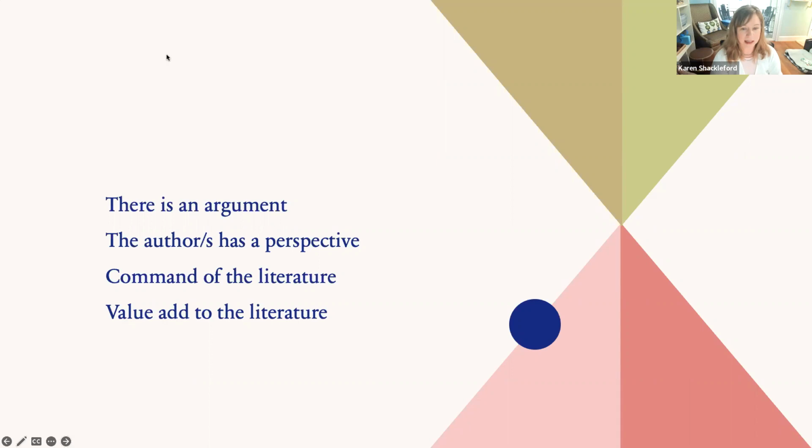So my late colleague, Don Polkinghorne, would say, don't write a book report. And what he meant was, don't just read 10 articles and say, well, Joe said this and Sally said that. That's all good, but you're a professional, so you put it together, you synthesize it, you make a professional set of comments on it. So it has to be your voice making those comments. You have to have a command of the literature and you have to add value to the literature.